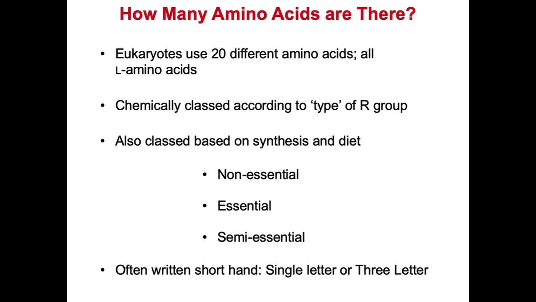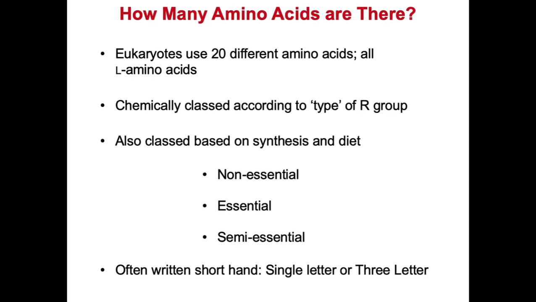So we class these chemically according to the type of R group, so whether it's hydrophobic or hydrophilic, but they can also be classed based on how the body synthesizes them and the diet. So these can be termed non-essential, and these are amino acids that the body can produce, whereas essential amino acids must be taken in from the diet. There are also some called semi-essential amino acids, and these can be produced by the body when necessary, but they are not normally, and usually they will be taken in through the diet.